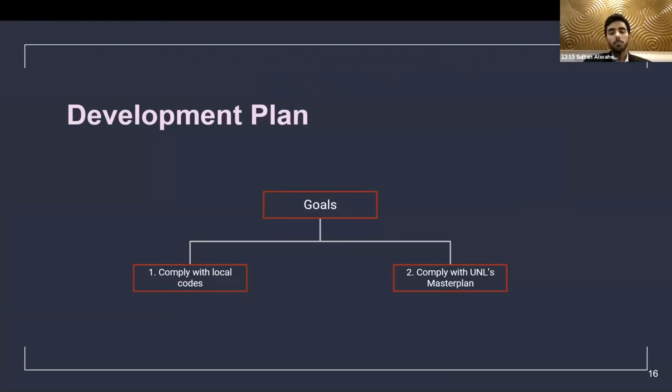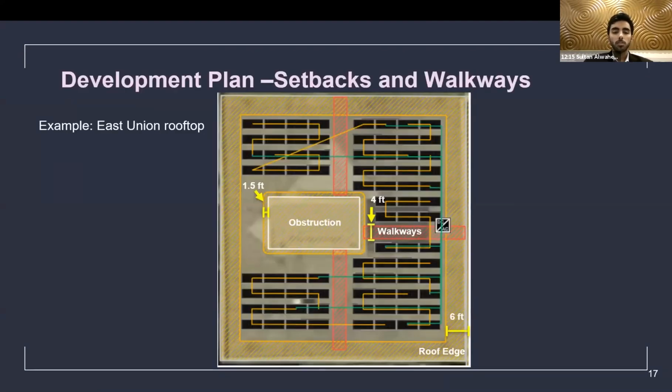Since the project is supposed to last for decades, our goal in the development plan was to ensure that our system complied with the local codes and that it did not conflict with UNL's master plan. Regarding the local codes, we found that for our system to comply with the setback requirements, the PV panels should be placed 6 feet away from the roof edge and 1.5 feet away from any obstructions. We also added a 4 feet walkway to all obstructions in the roofs used in the project to give firefighters quick access in emergency situations.